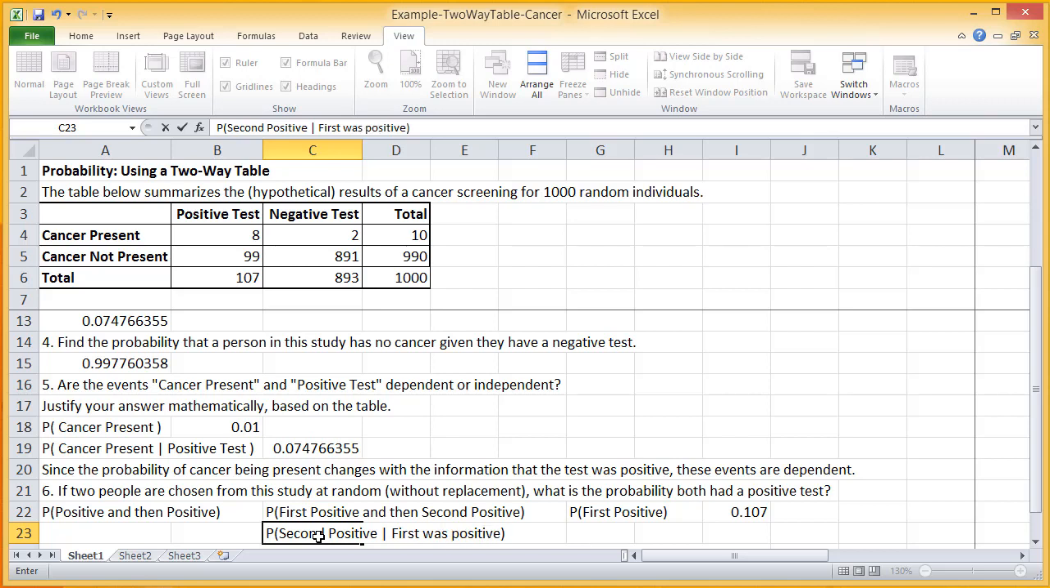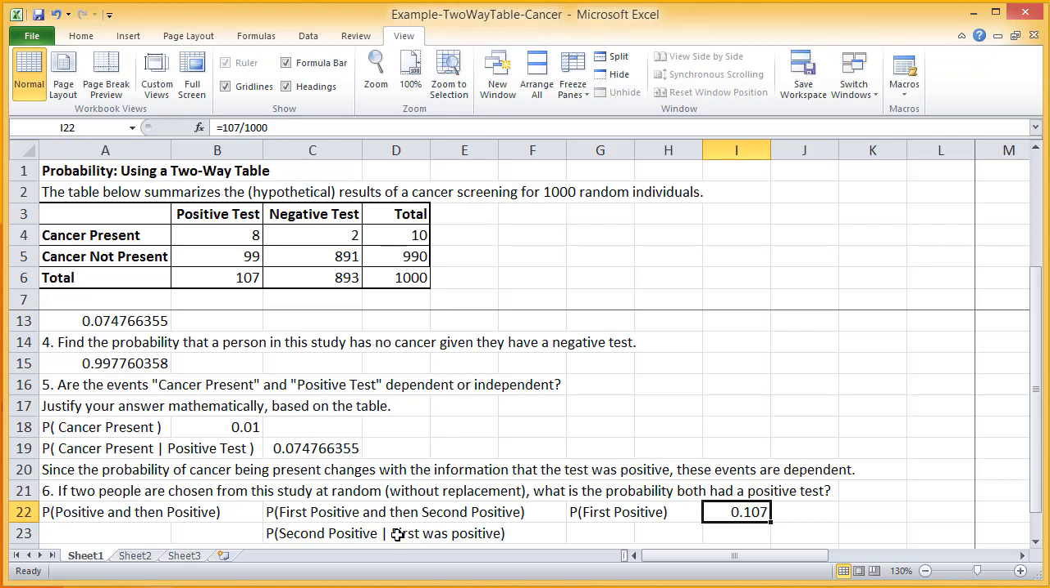Because in order for this compound event to occur, the both have a positive test, we need the first one to be positive, and then also we need the second one to be positive. The probability the first one is positive is 0.107. Probability the second one is positive, given that we already have one of the positive result patients or people in the study taken out. Well, how many do we have left?